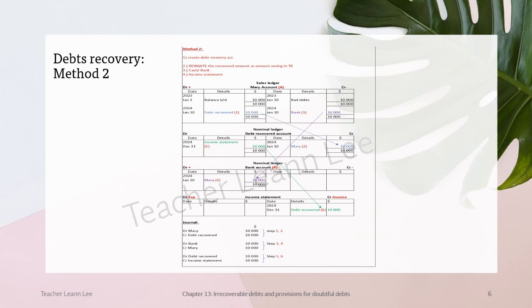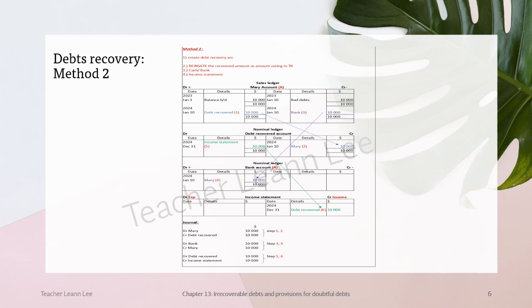So I go to the bank account. Can you see the nominal ledger there? My bank account will show 10,000 increase on the debit side, and the detail will show who gave me this 10,000: Mary gave me 10,000. Later, my debt recovery account, I debit out and credit into my income statement as the money received, other income. The journal will be debit Mary, credit debt recovery, step 1, step 2, and then step 3, step 4 is the money received.